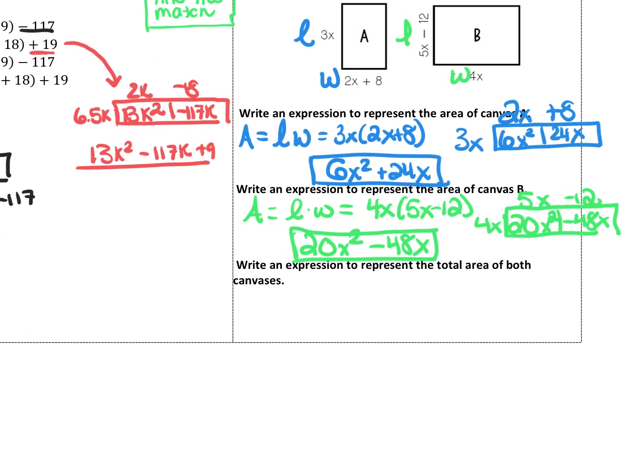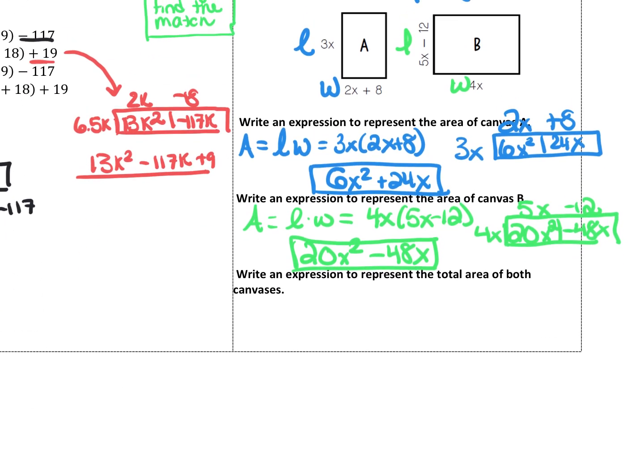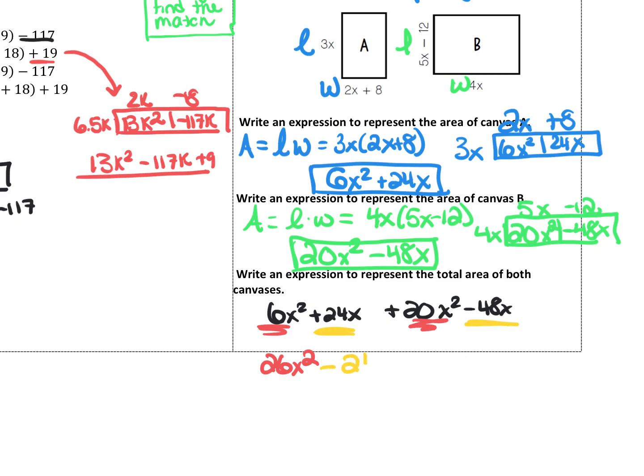And the last one says, what expression can be used to represent the total area? So I have 6x squared plus 24x, that's my blue part, plus my green part, 20x squared minus 48x. This 6x squared should go with my 20x squared and get me 26x squared. 24x and my minus 48x should go together and make negative 24x. So here's the area of both canvases together.